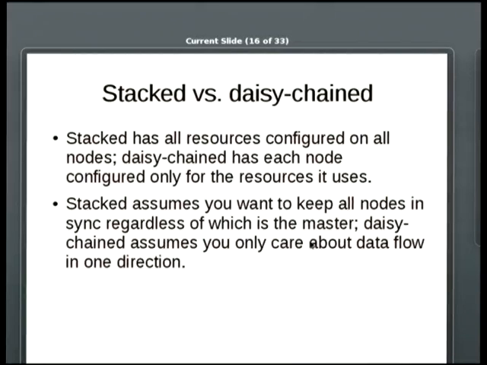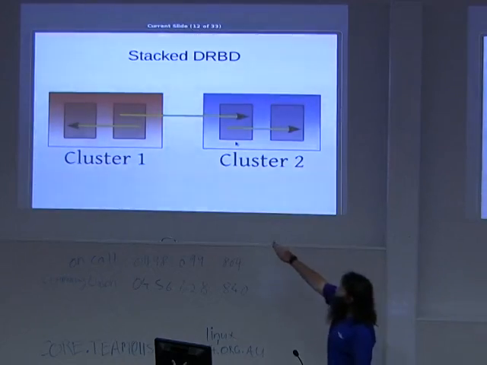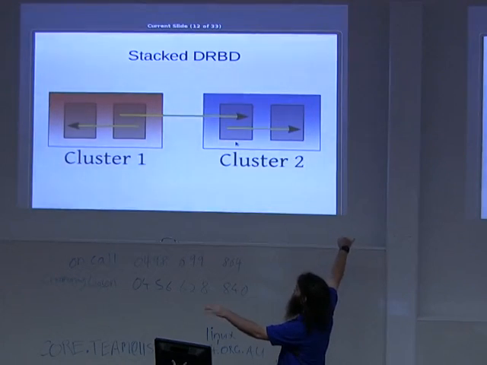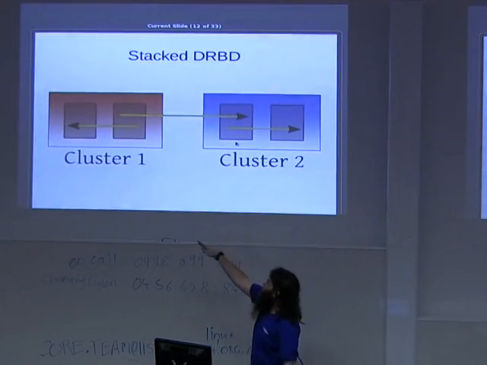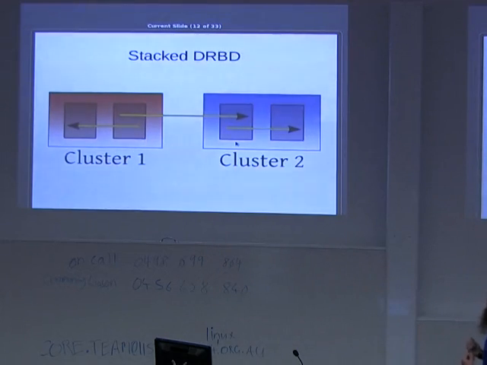stacked DRBD assumes that you want to keep every single node in sync regardless of which one is the master. No matter which one of these four nodes is the master node at any given point, because the link connecting the two clusters is the one on top, any writes are going to propagate across to both clusters, regardless of whether something in cluster one is the master or something in cluster two is the master. So this is a solution that is intended if you effectively have a cluster of four machines rather than two clusters of two machines, so you can keep them all in sync.